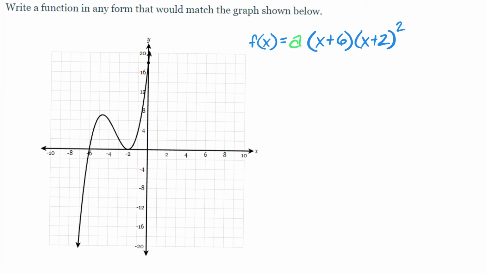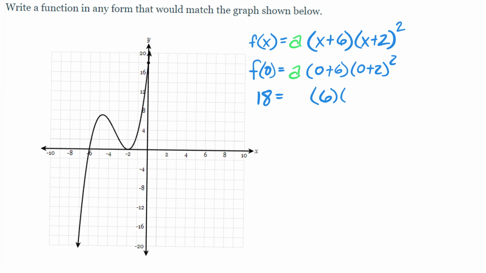All right, now our y-intercept would be 18. Let's see what our equation actually becomes when we plug in 0. And then we may have to, again, scale it back to where it fits. So this is going to be 0 plus 6 times 0 plus 2 squared. According to our graph, the y-intercept is 18. Let's see if our equation agrees. So this is 6. This is 2 squared.